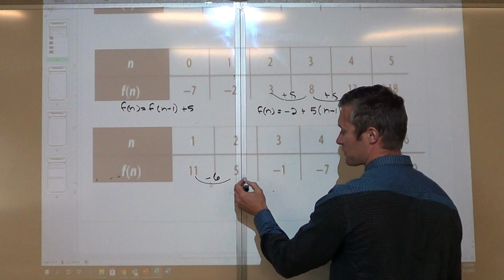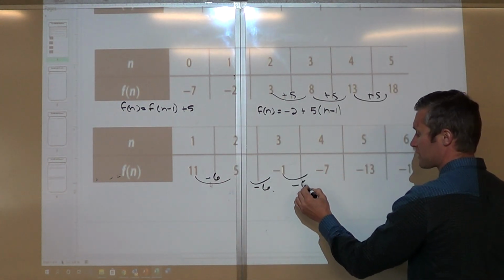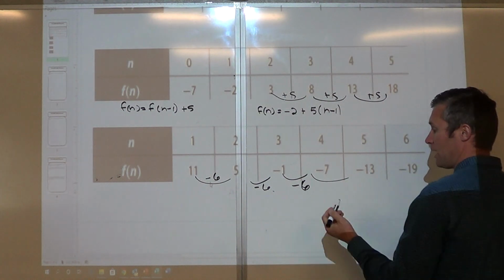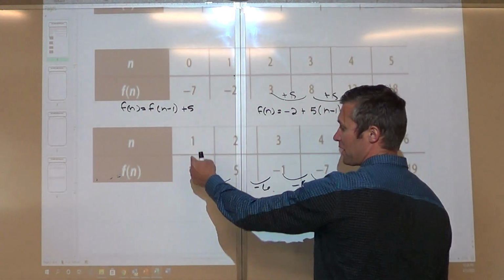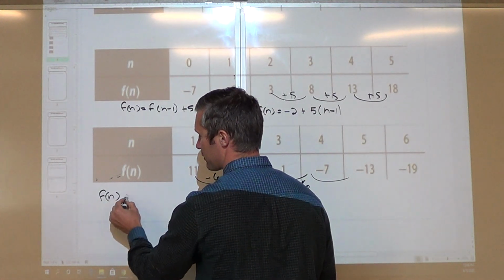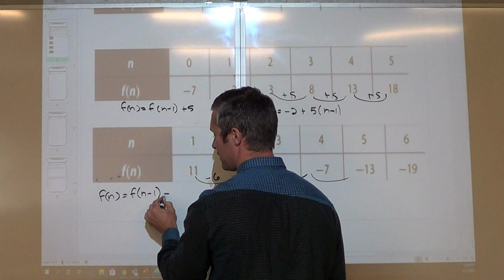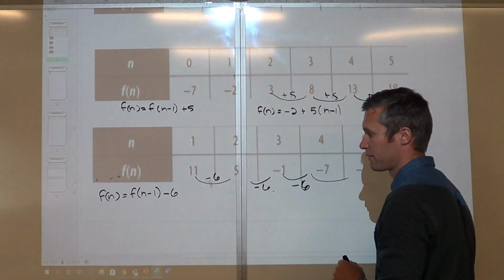I subtract 6. Well, does it work every time? Yep, subtract 6, subtract 6. There you go. So I'm subtracting 6. We know my first term is 11, so for my recursive formula, f of n equals f of n minus 1, subtract 6.